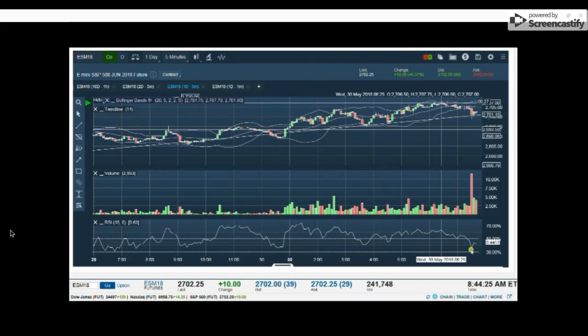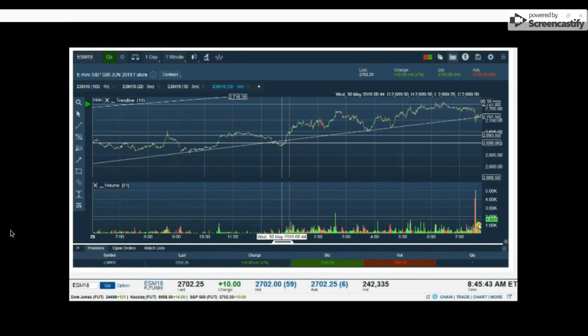Again, we're looking at controlling that risk. We have about a 4 point stop, so we're risking $200, and a potential profit is about 9 to 10 points, or 8 to 10 points. Lots of volume. So we have our entry here at the bottom of the band.